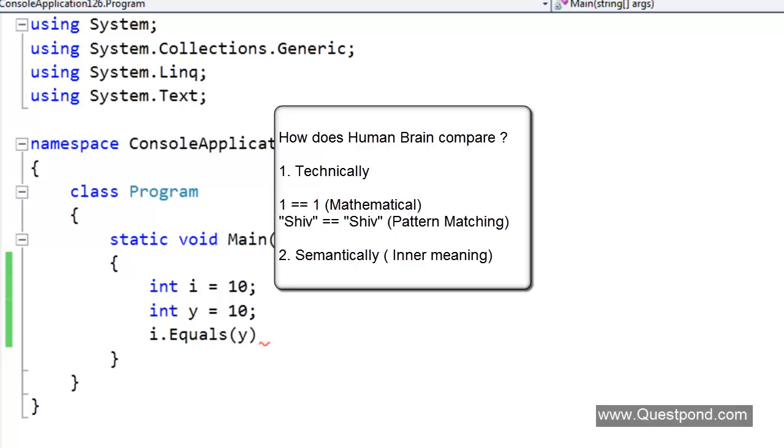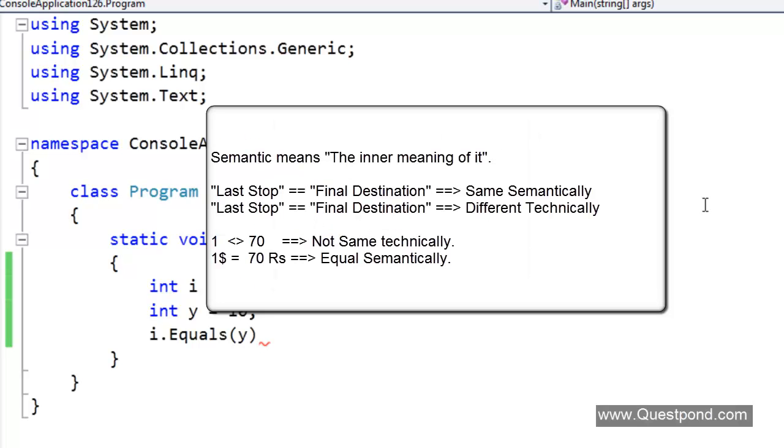But the other way humans do comparison is semantically. Semantically means, for example, if I say this is the last stop, or if I say this is the final destination, then last stop and final destination are one and the same thing semantically. The English meaning of semantics is the inner meaning of it. So semantically, final destination and last stop are one and the same thing for me. But if I compare them technically, they are different, because pattern wise the letters are different and the words are different.